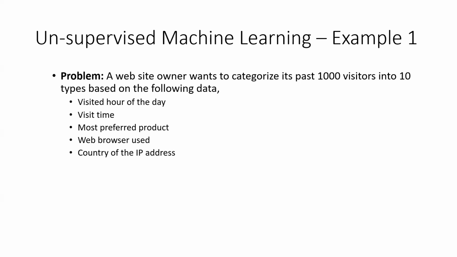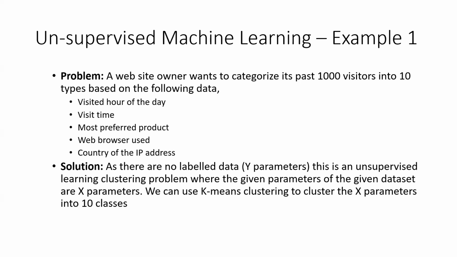We will learn these theories later in our future lessons, right? Because this is non-labeled data, there are only x parameters, so this is an unsupervised learning problem. Because he wants to cluster, it's a clustering problem. The given parameters of the data set are x variables, and we can use k-means clustering or some similar clustering algorithm to cluster the x parameters into 10 classes. K-means is not the only clustering algorithm you can use. This is how unsupervised machine learning works.